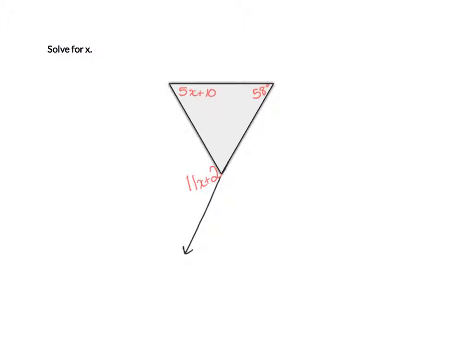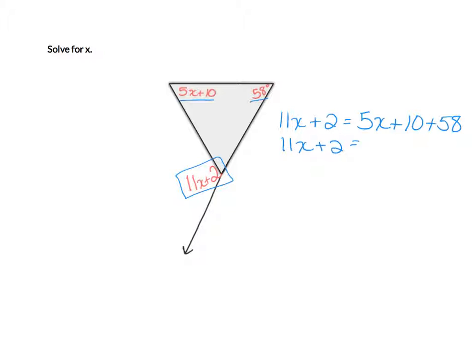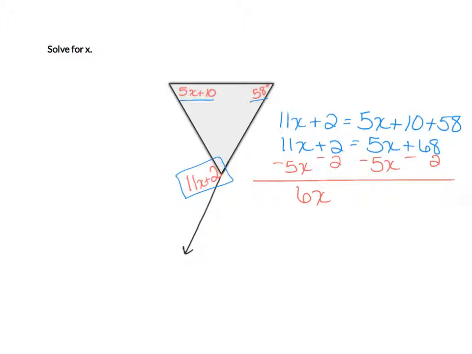For this problem again, we're asked to solve for x. And again, we have the exterior angle theorem at play. So the exterior angle here, 11x plus 2, is equal to the sum of the two remote interior angles, which are 5x plus 10 plus 58. And so now we simply solve the equation. We're going to gather like terms. And I am going to subtract 2 from both sides. And while I'm doing that, I'm going to go ahead and subtract the 5x from both sides as well. So I end up with 6x equals 66. And when I divide, I get x equals 11.